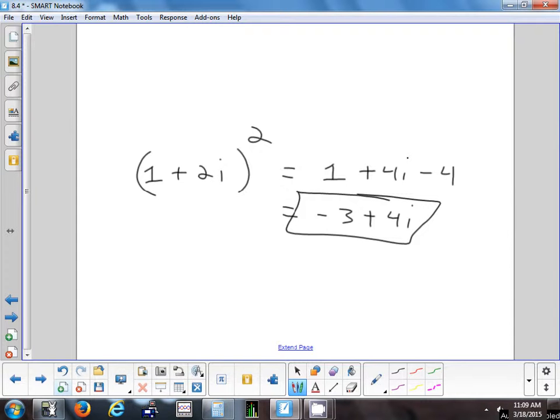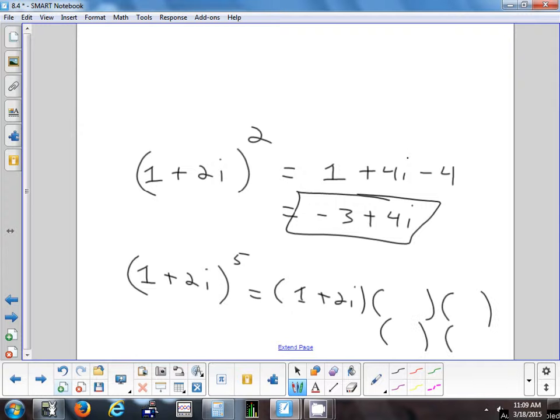We did that back when we learned complex numbers. Well, squaring it's not bad. What if I asked you to do something like this? Now you have to write 1 plus 2i 5 times. And you have to distribute each one of them. Get the answer, distribute it to the next one. Get the answer, and keep going. It's going to start to get time consuming, and we want a better way to do it.